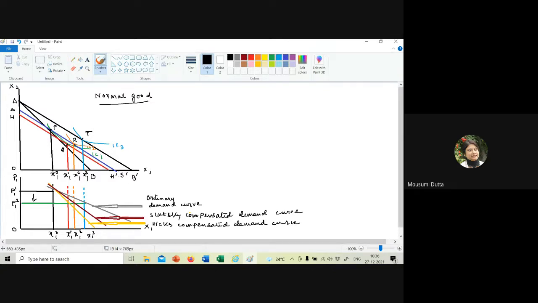So if you could complete this entire thing, I'll give you a brief note on this. Everybody could complete it, and can you tell me what will be the number of the diagrams? Nine. Figure 9A and 9B.